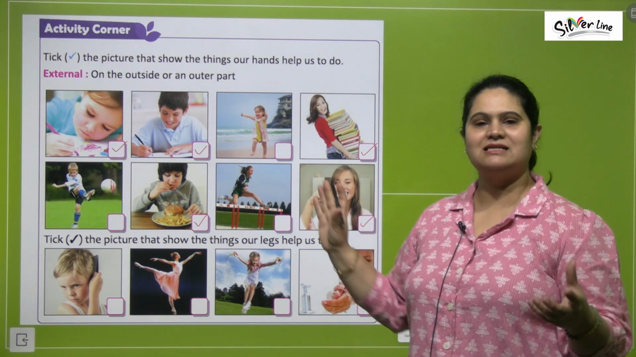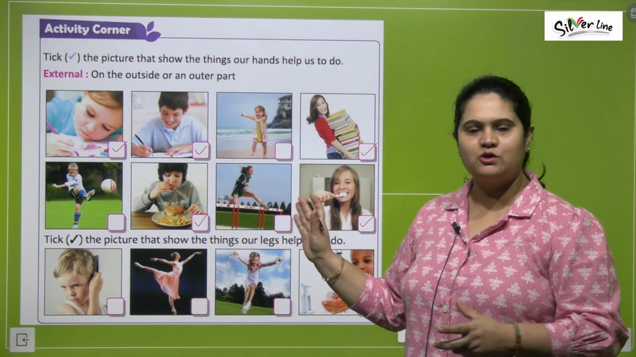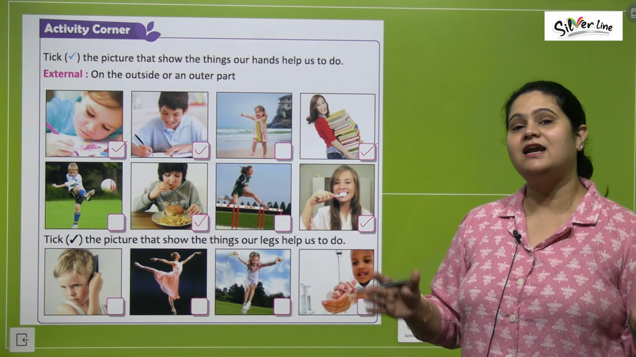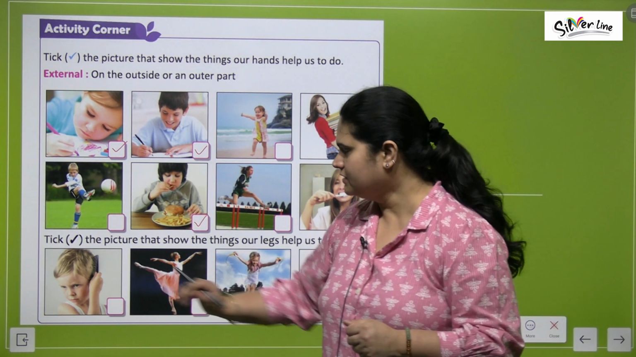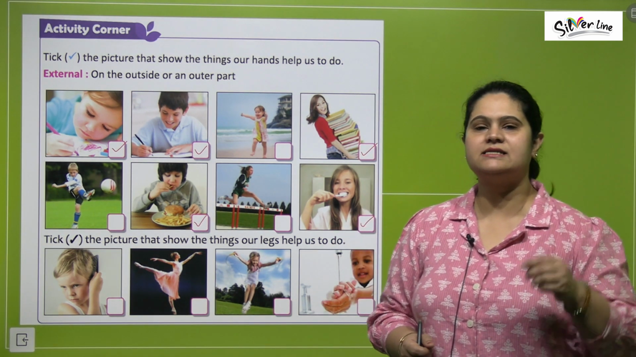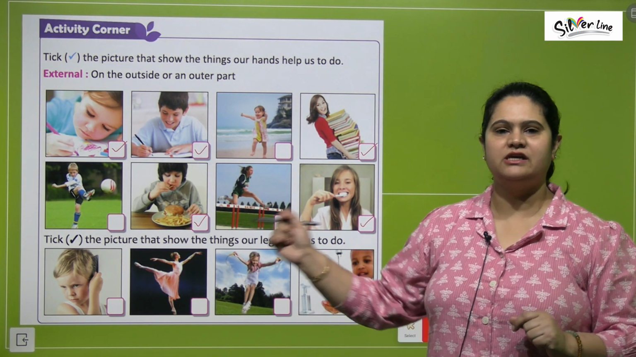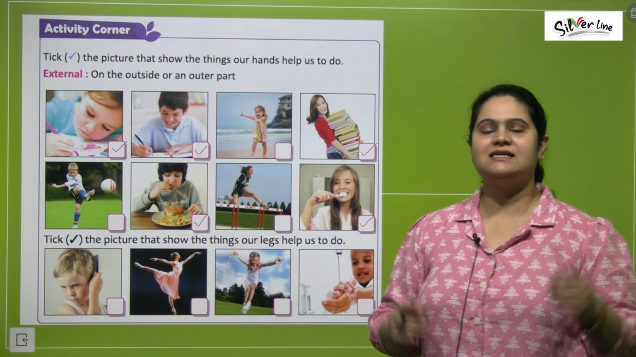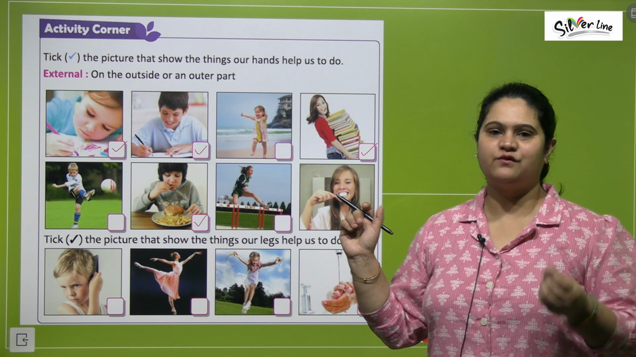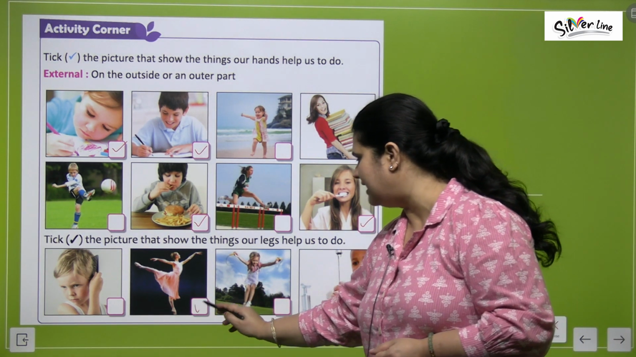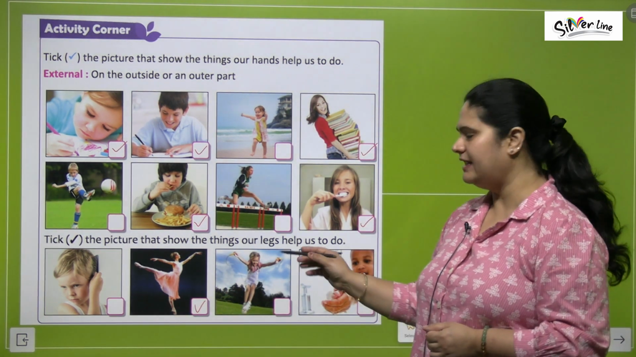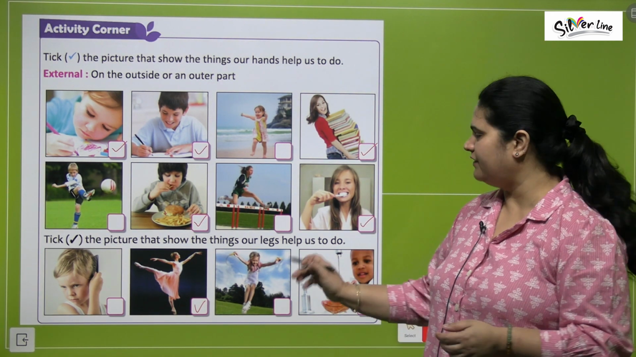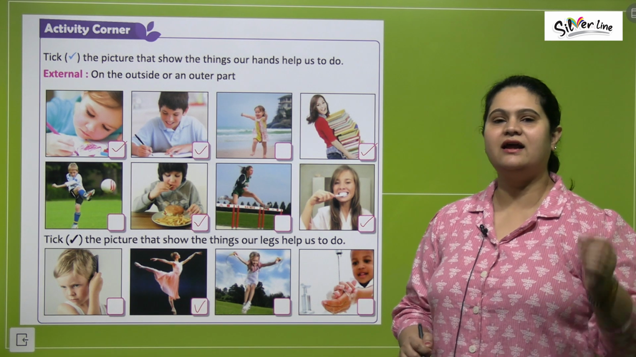यहाँ पर हमने जो hands की मदद से काम होता है उनको टिक किया था. Here we are going to take the things that we do with our legs. So this boy here, you see, is combing his hair. So is he using his legs to do that? No. This girl is dancing. Yes, for dancing we use our legs, right? This girl here, what is she doing? Yeah, she is skipping, and for that we certainly need our legs.